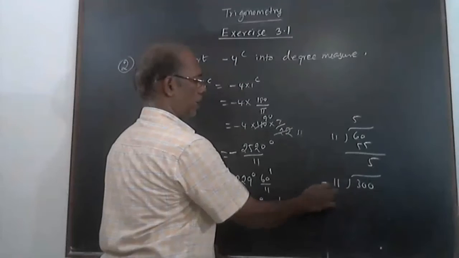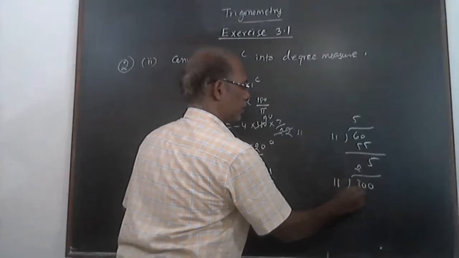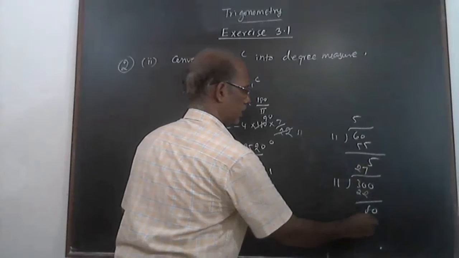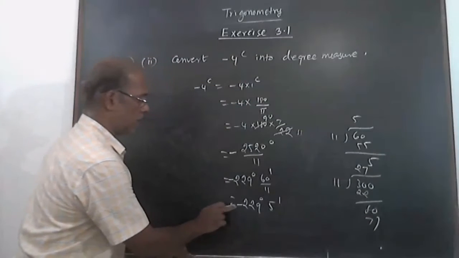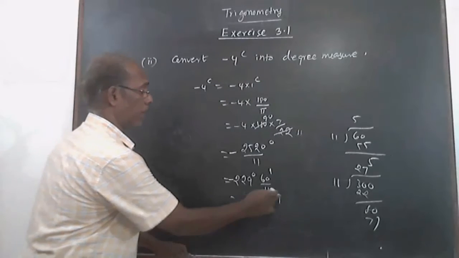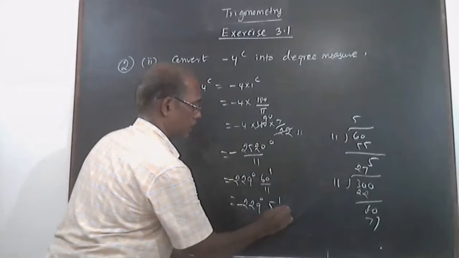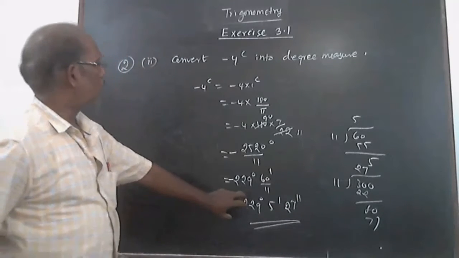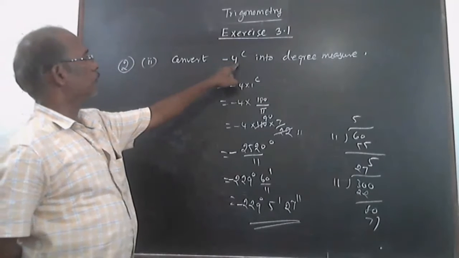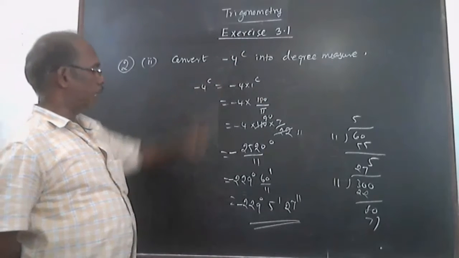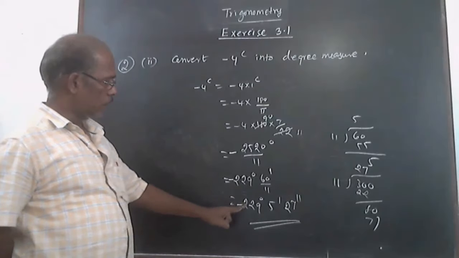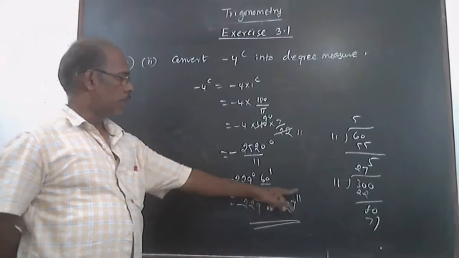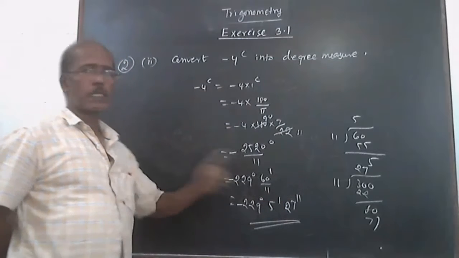In 300 how many 11? 2 times 11, 22, 7 times 77, enough. So minus 229 degree, 5 minutes and 27 seconds. So this is nothing but minus 4 radian. Minus 4 radian equal to minus 229 degree, 5 minutes, 27 seconds. Copy it.